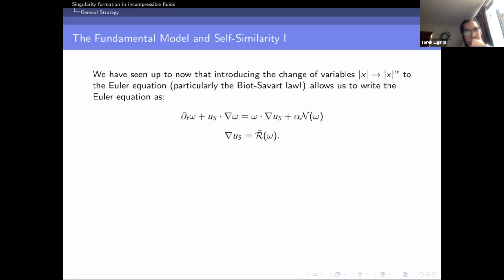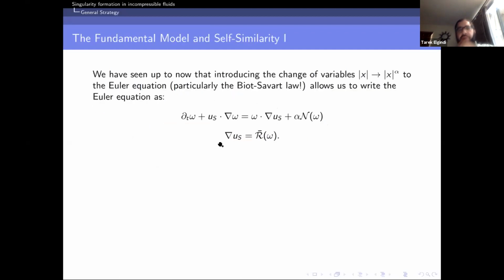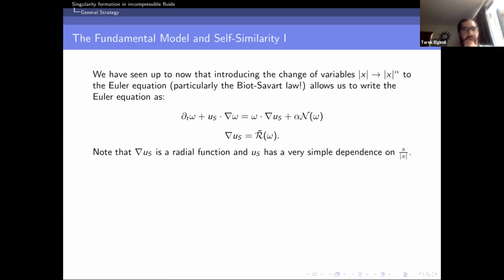In particular, if you make this change of variables, x to the alpha, in the Euler equation, in particular in the Biot-Savart law, you can rewrite the Euler equation as a singular part. So you have these first 3 terms, and an order alpha nonlinearity. This is like the other terms, where gradient u_s, the singular part, is what's determined by R bar. So the R bar is this operator I mentioned over here.